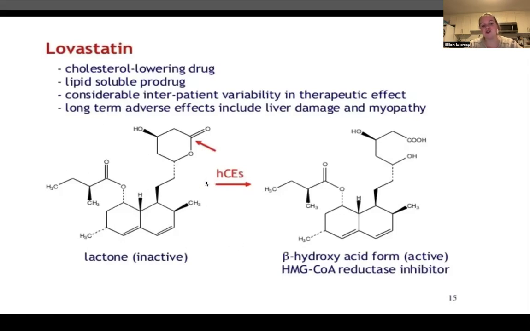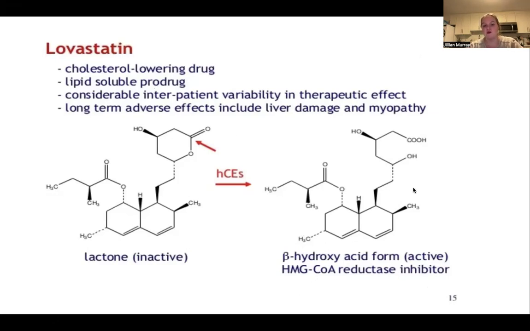Once you ingest the medication and it goes into your metabolism in your liver, this molecule is hydrolyzed and turned into beta hydroxy acid, which is the active form of the HMG coenzyme A reductase inhibitor, which is lovastatin. So once lovastatin is metabolized in the liver, we get this active form that can act as an inhibitor.